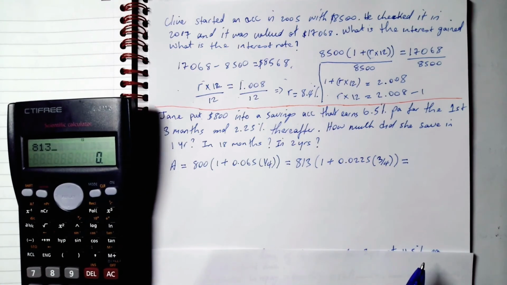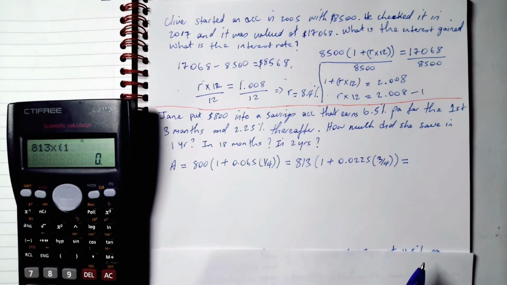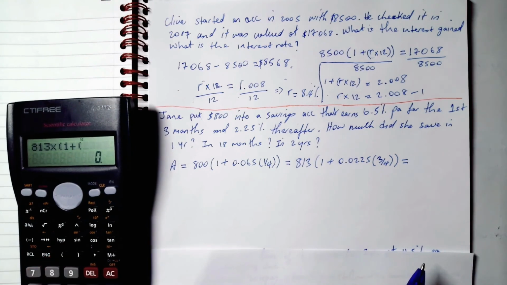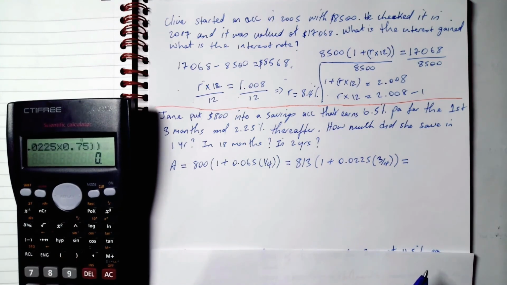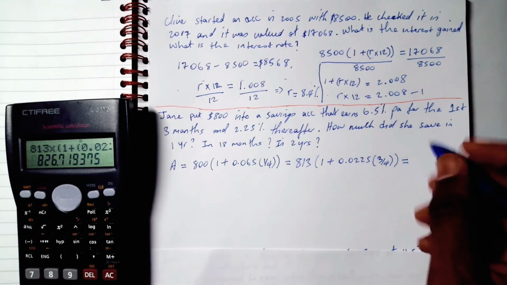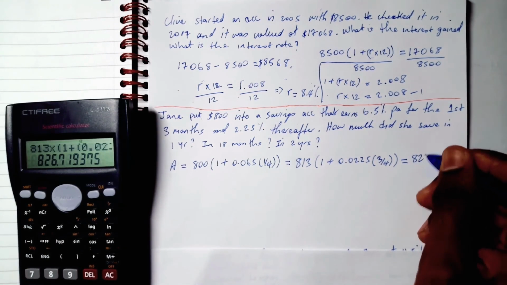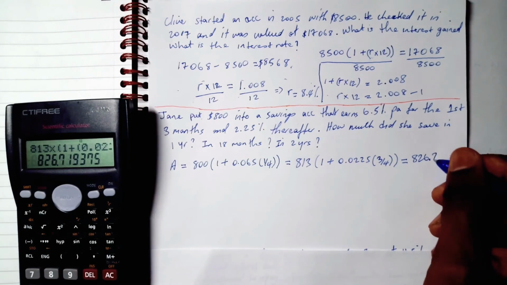Alright, and this will be represented as what? 813 times 1 plus 0.0225 times 0.75, right? Because 3/4 is the same as 0.75. If you put it in your calculator 3 over 4, you will get 0.75. Close the bracket twice, and this is what we get. 826.72.